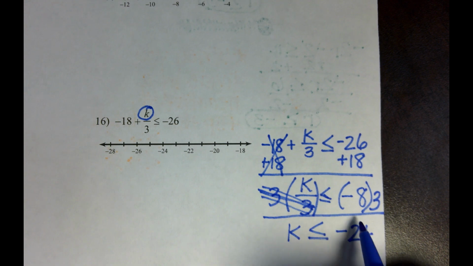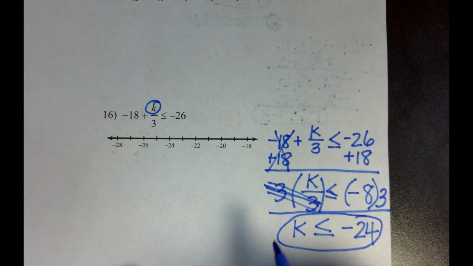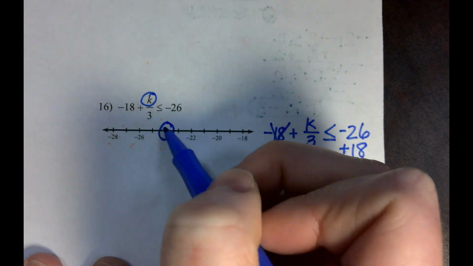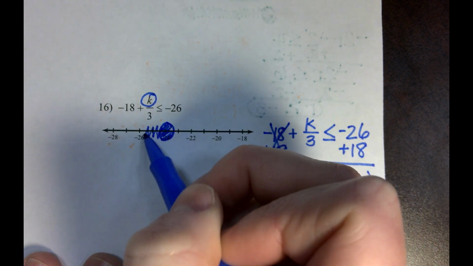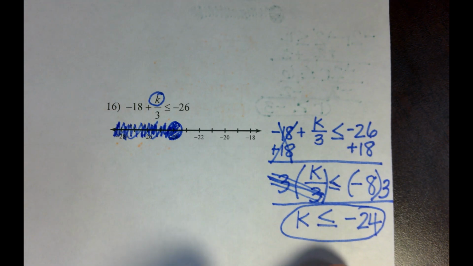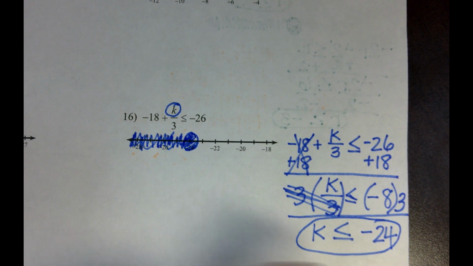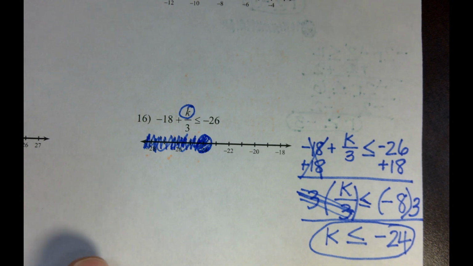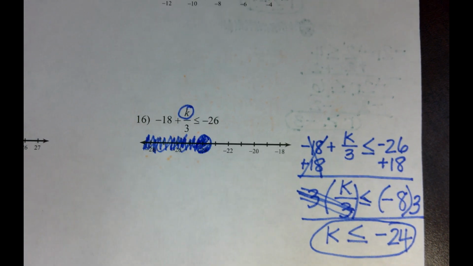Oh, yes. Okay, so how do we graph that? Circle 24. Circle it. Do we shade it? Yes, we do. You go to your left. Very, very nice. Okay. Any other questions on number 16 in particular? Are there any questions on ones other than 16?